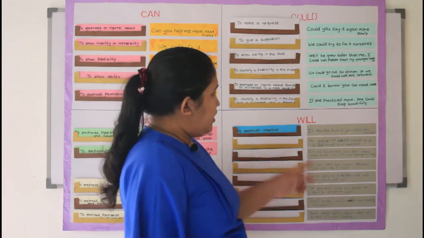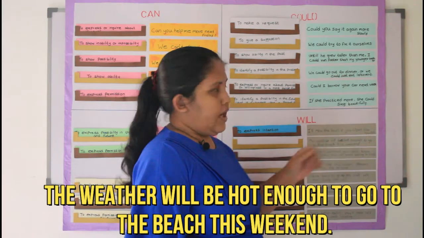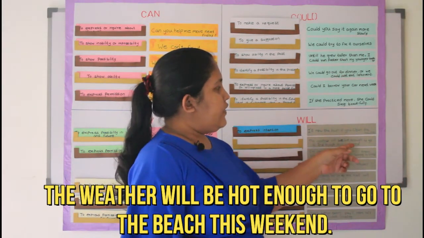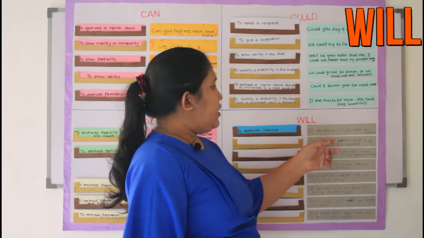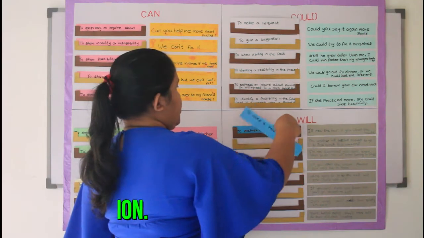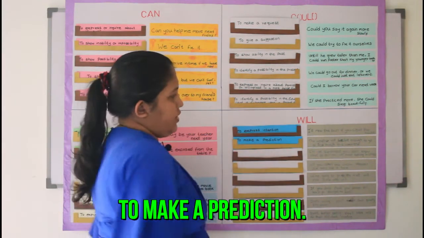Next one. The weather will be hot enough to go to the beach this weekend. Here, the modal verb will is used to make a prediction.